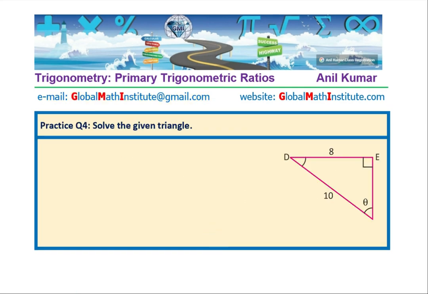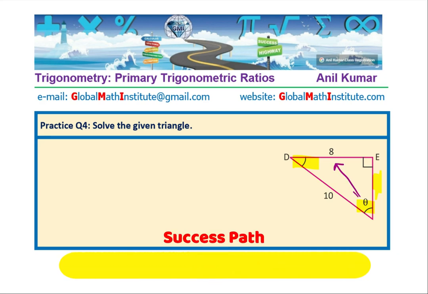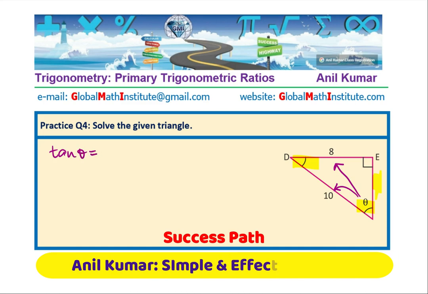Question number 4. Solve the given triangle means find this angle, right? Find this angle and this side. Perfect. Similar to the previous question, correct? So let me do this kind of a question once for you. We have a similar triangle done earlier. You can begin with finding the angle theta, knowing the opposite side, and see, this is your hypotenuse. You say tan theta is equal to 8 over 10, right? So theta equals tan inverse of 8 over 10.